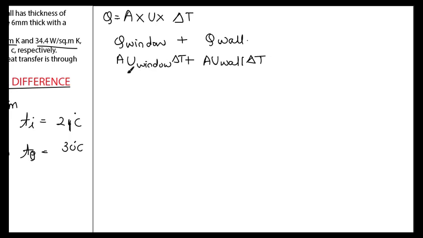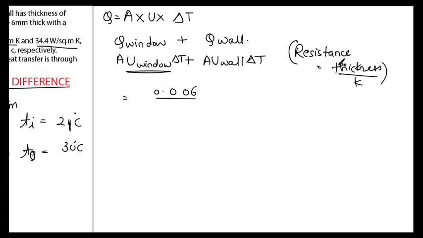Now for finding the U value of the window, or U value of glass, whatever it is, first the thickness is given as 0.6 mm, that is 0.006, divided by, we know that resistance is equal to thickness divided by K. Using this formula, thickness divided by conductivity, which is given as 1.24.